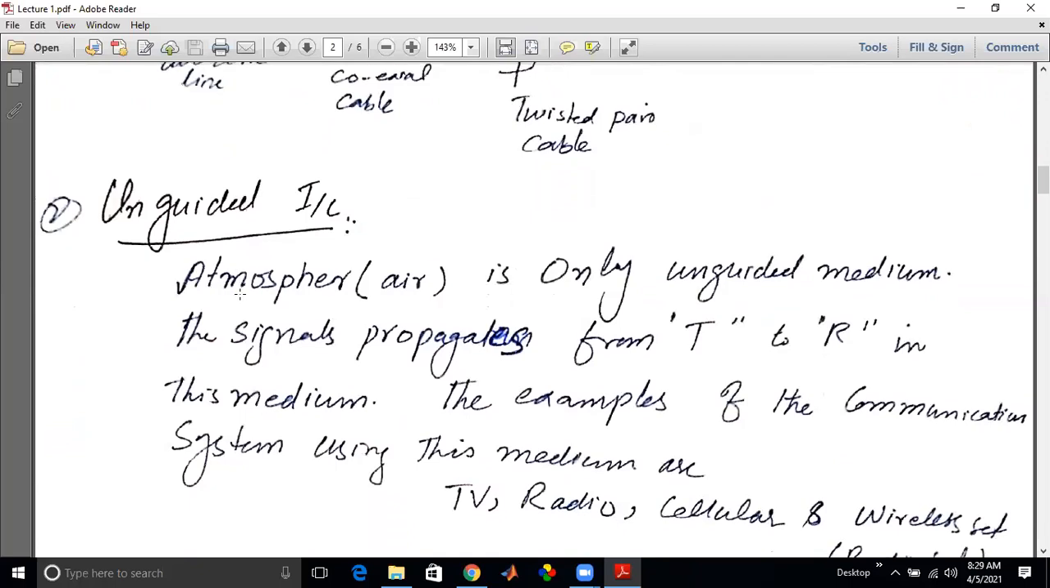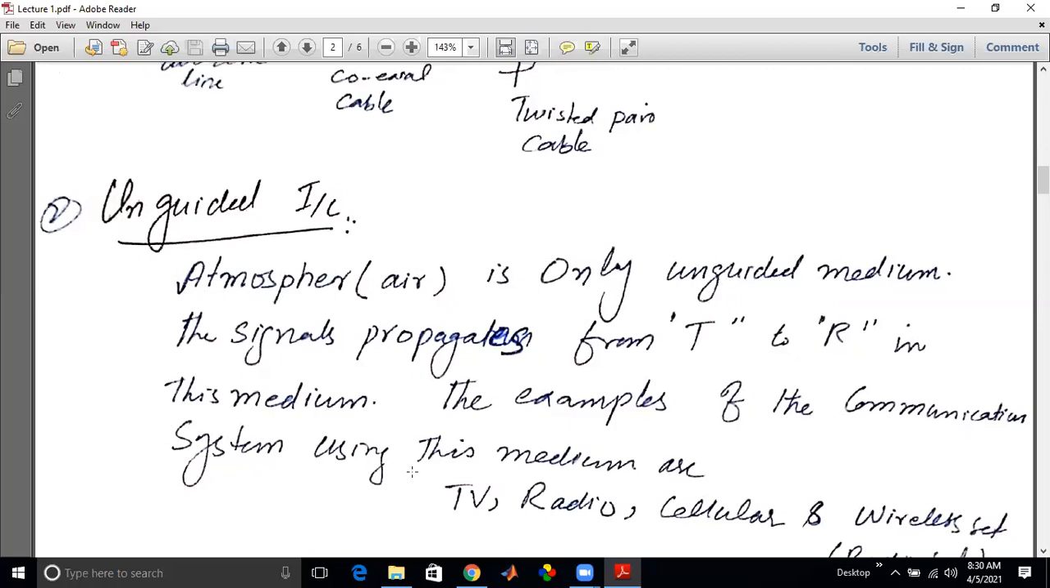And another is the unguided medium. There is only one unguided medium, which is atmosphere or air. Atmosphere is the only unguided medium. This portion of the communication we will study in another subject whose name is wireless communication. In wireless communication, the atmosphere is the only unguided medium, and the signal propagates from transmitter to receiver in this medium.